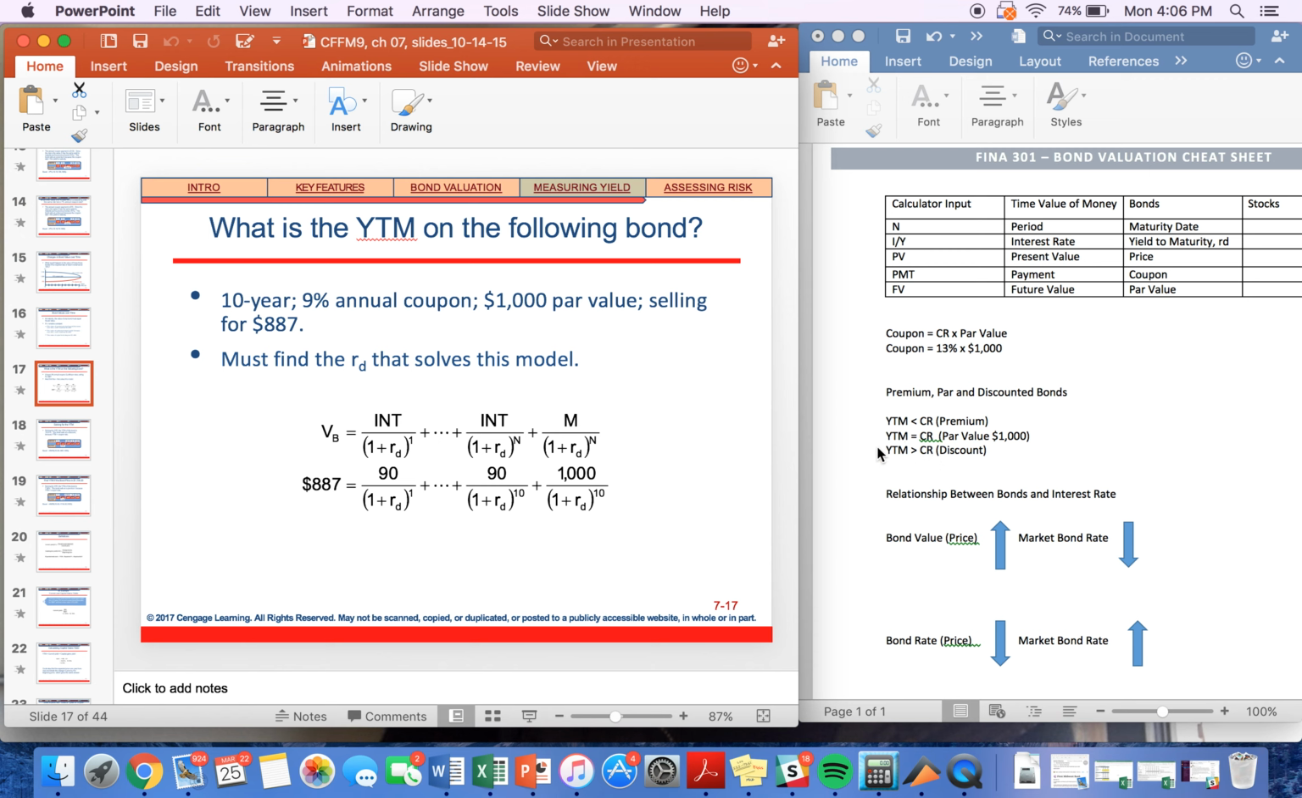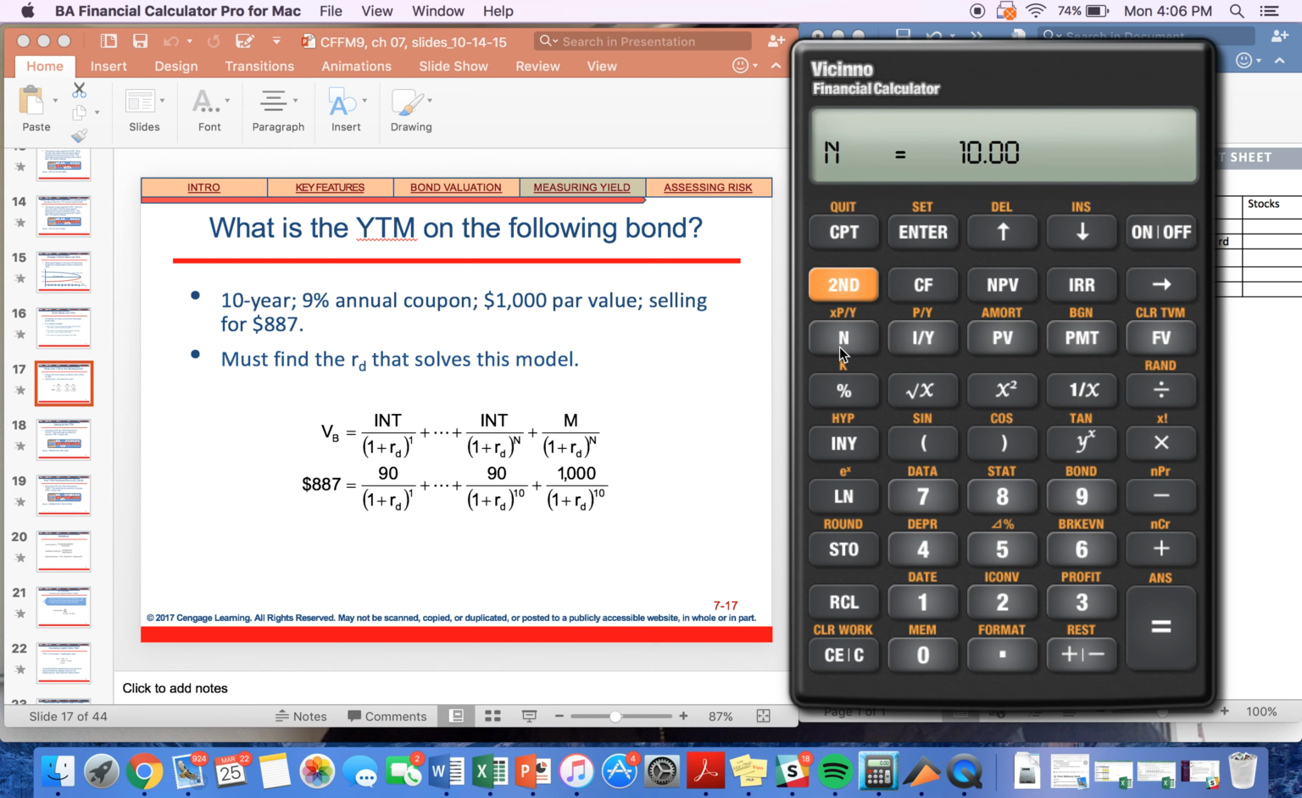So let's go over here to our calculator, clear it out, and let's just go ahead and plug this in. It's a 10-year maturity, so we're going to plug that in for N. We are solving for our yield to maturity, so remember from your cheat sheet that your yield to maturity is your I/Y, so we're just going to skip over that. They told us that today our bond is selling for $887, so remember that's going to be negative. Remember where your cash flows are going, $887 for that bond today, so that cash flow is going to leave my pocket.